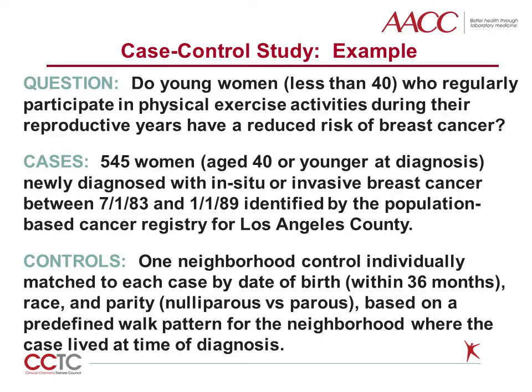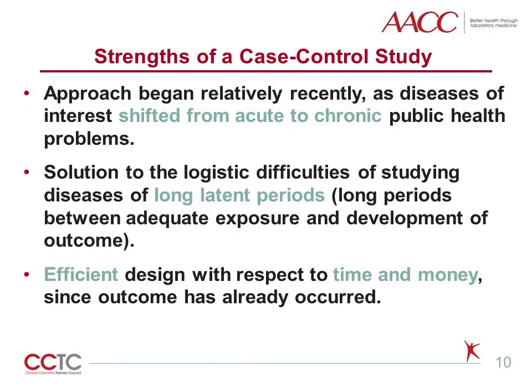Controls need to be women of the same age who didn't get breast cancer, but we like them to be as alike as possible with respect to everything else besides physical activity. So what they did was go to the house where the case lived at the time of diagnosis and basically walk the neighborhood to find a neighborhood control individually matched to each case by date of birth within 3 years, race, and parity, based on a predefined walk pattern for the neighborhood where the case lived at the time of diagnosis. So what are the strengths of a case control study?